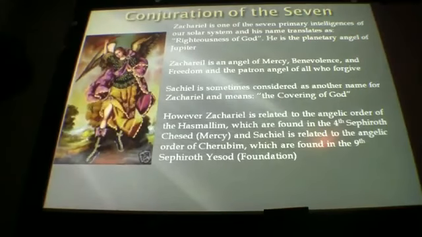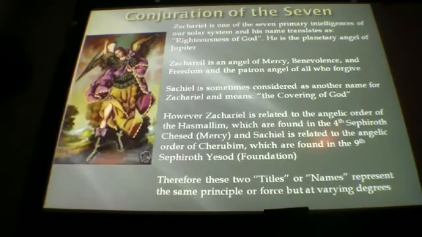However, Zachariel is related to the angelic order of the Hashmalim. We're going to be talking about them in the Invocation of Solomon, which are found in the 4th Sephiroth, which is Hesed, and Sashiel is related to the angelic order of the Cherubim, which are found in the 9th Sephiroth of Yesod. So the idea is that it's like the same principle in varying degrees. That's why it's in 2 different Sephiroth. So obviously the one in Hesed would be a more divine crystallization of this force, and the one in Yesod would be less intense, but still along the same lines, same spiritual principle.